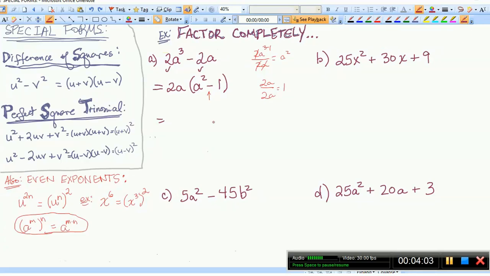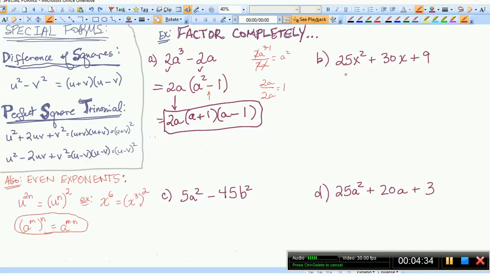So let's factor that. We want to bring down what we've already factored out, right? You just carry that 2a down. Open up two sets of parentheses afterwards. We'll have the sum and the difference of these roots. We have a and 1, a and 1. Conjugates, right? Nothing else in here can be factored. Everything is pretty much broken down into its most prime form. Good job.